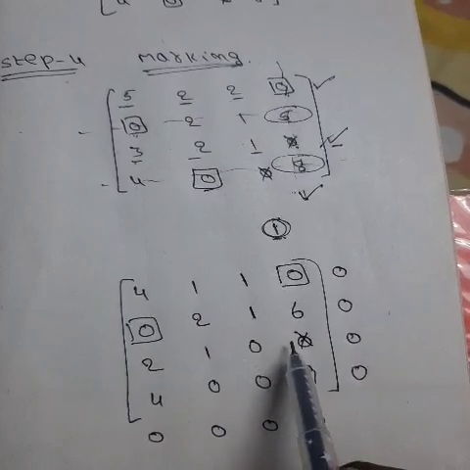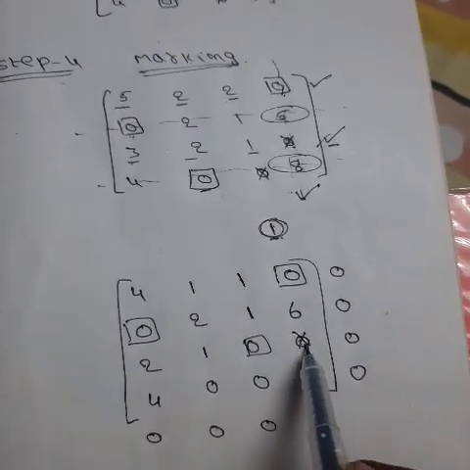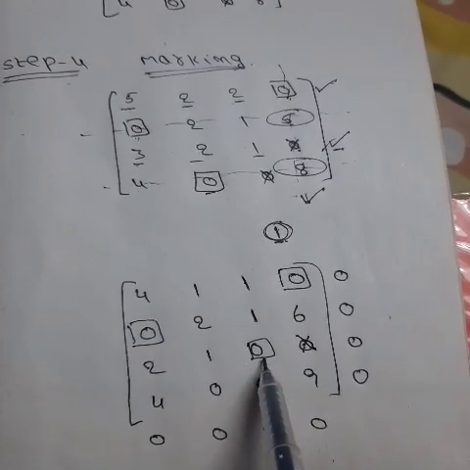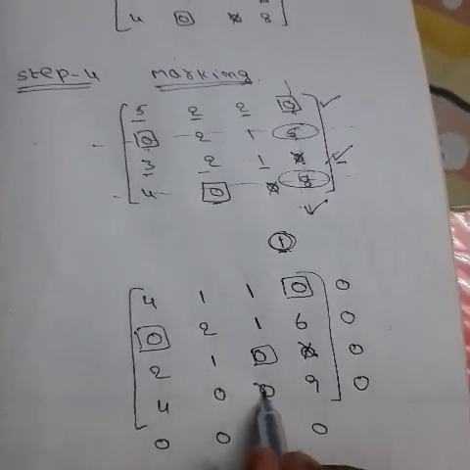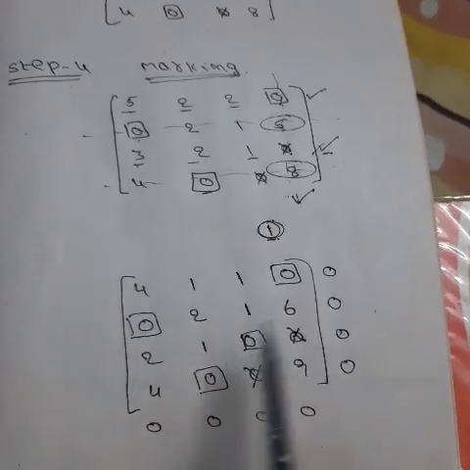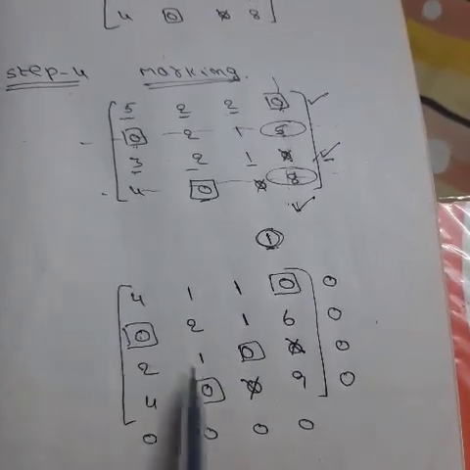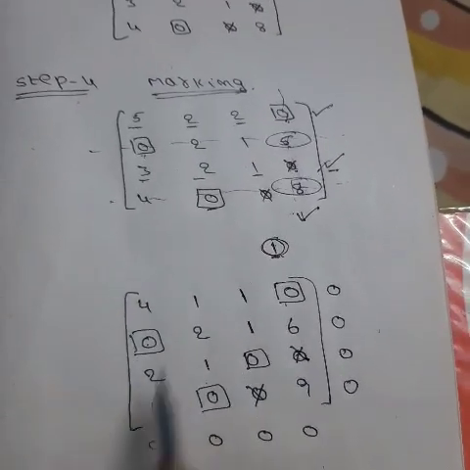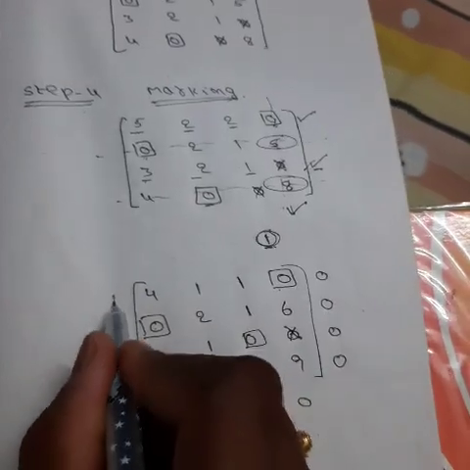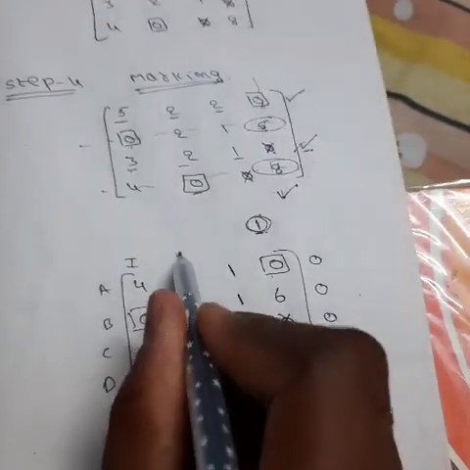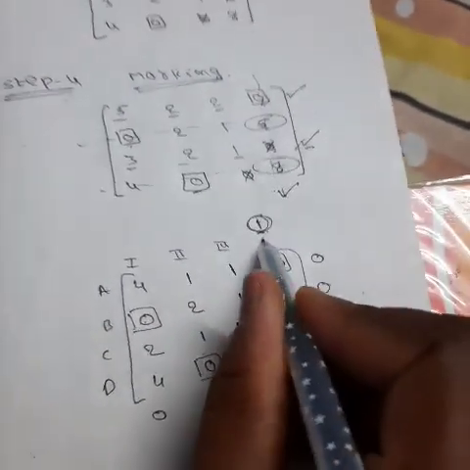Then the third row has a single 0. Since the other one is struck off, it can be counted, so there exists only a single 0, and assign this and strike off this single 0, and the last row is also having a single 0. So the number of assignments are 1, 2, 3, 4. So the problem is solved, and the assignments are for A, B, C, D, and the jobs are 1, 2, 3, 4.